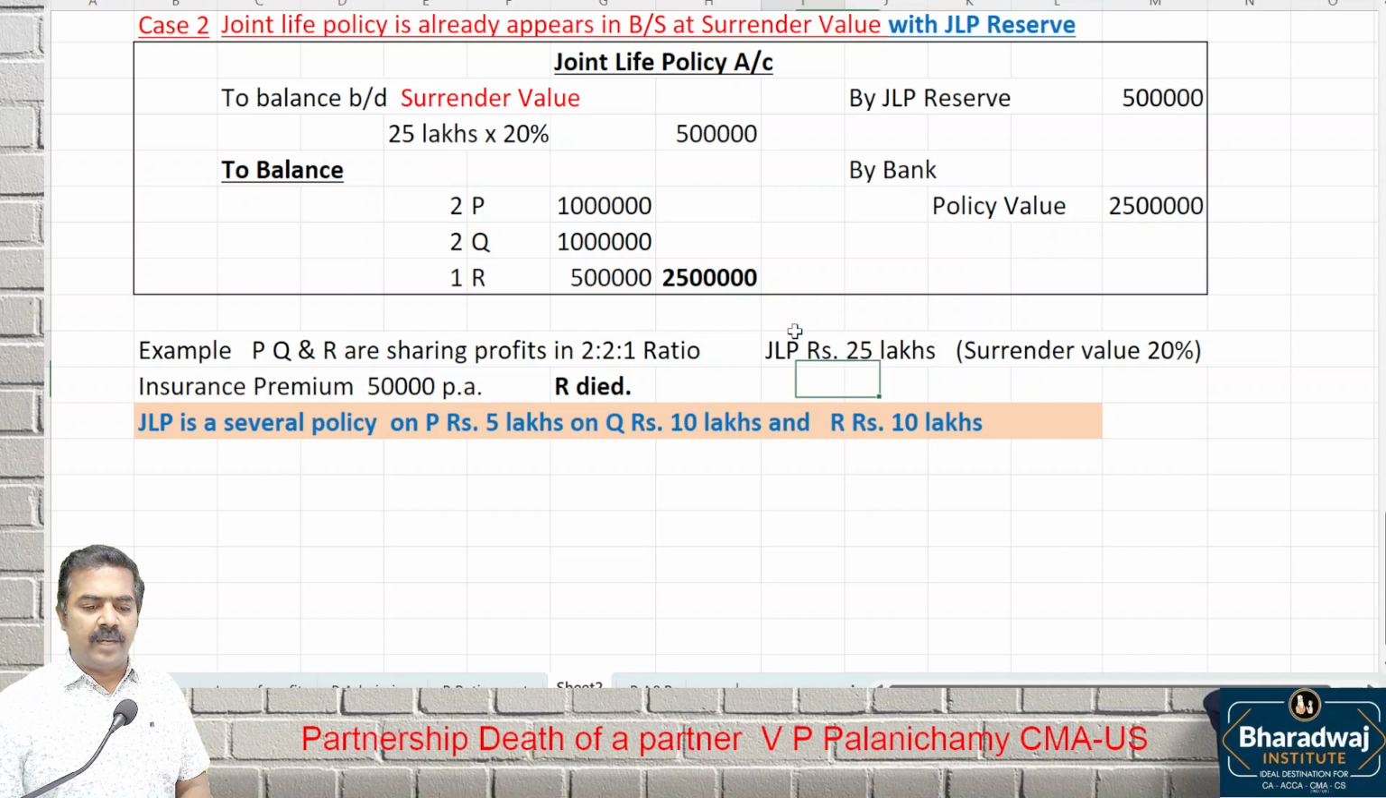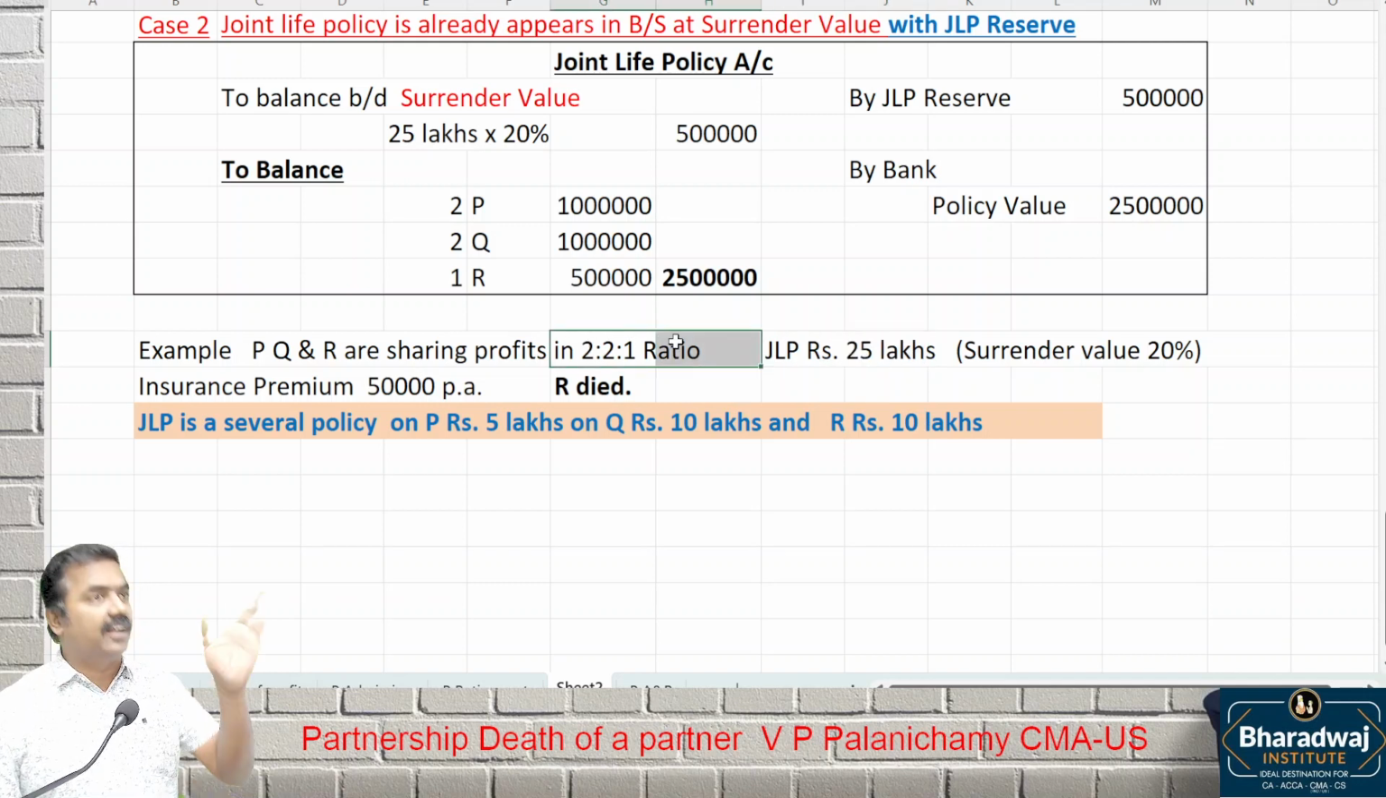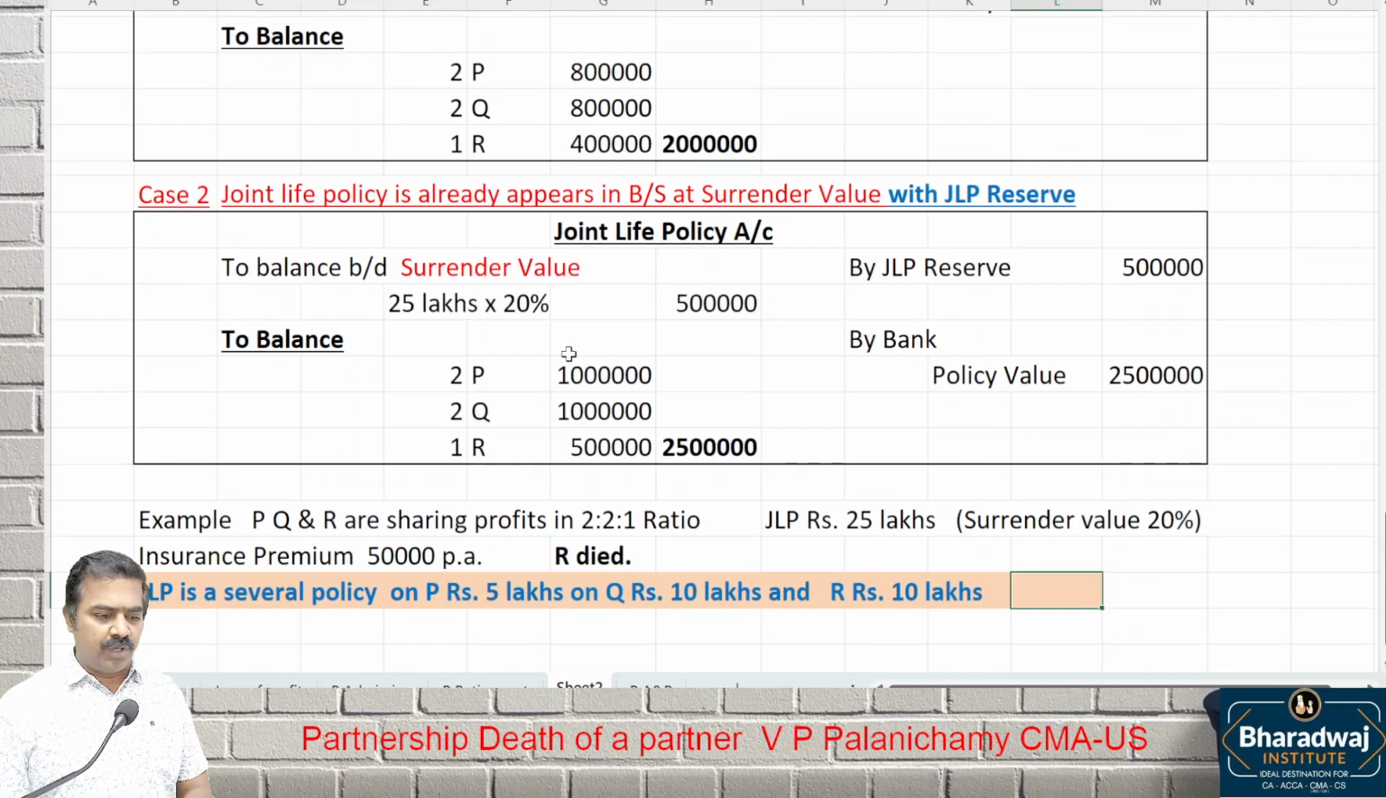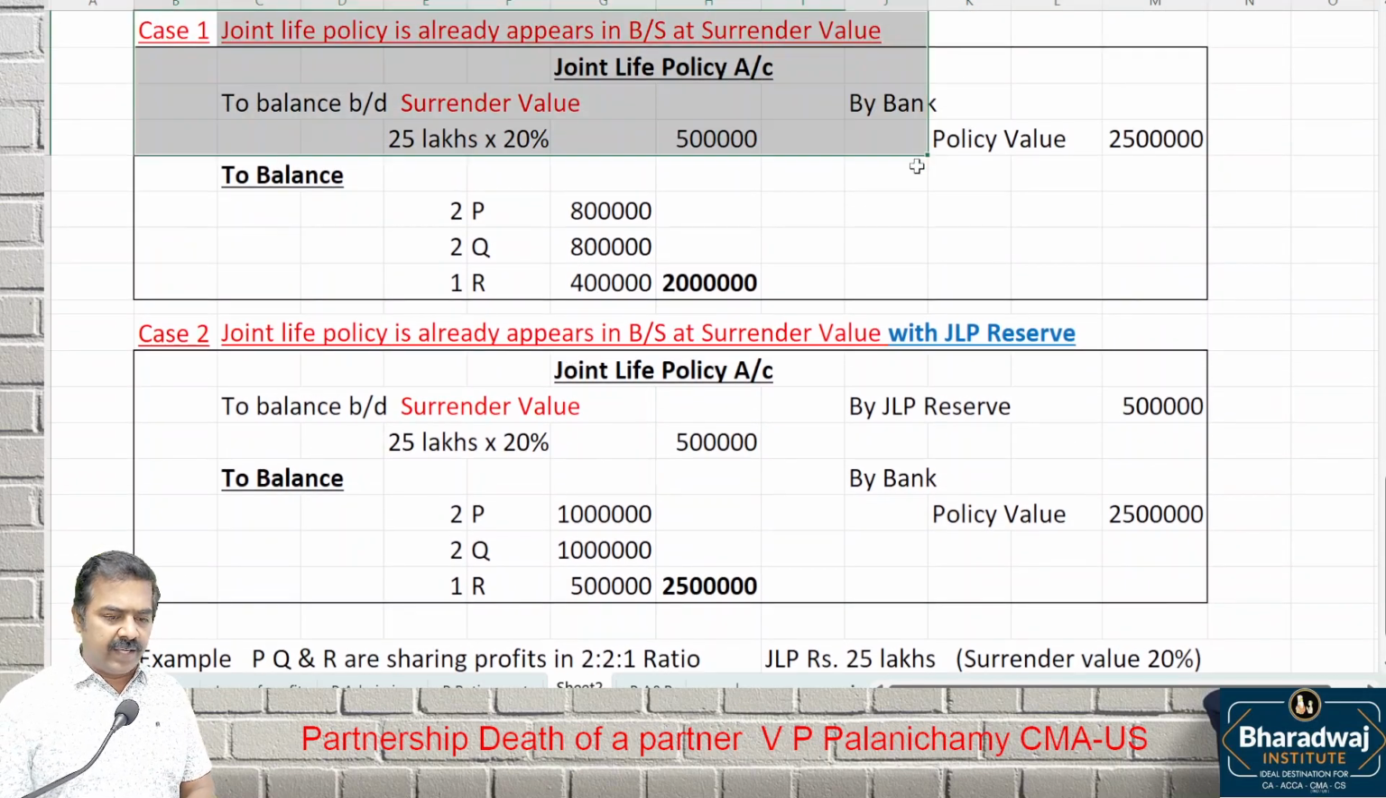Okay. Totally how much? Sir, why is it not in 2:2:1 ratio? It need not be in 2:2:1 ratio. Profit sharing ratio is only in which ratio? 2:2:1. Joint life policy can be in any ratio. For this, let me add case 3.